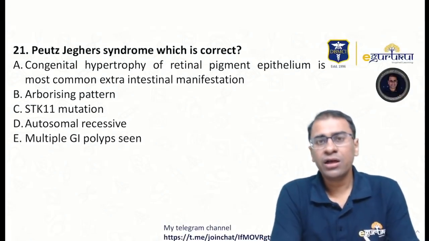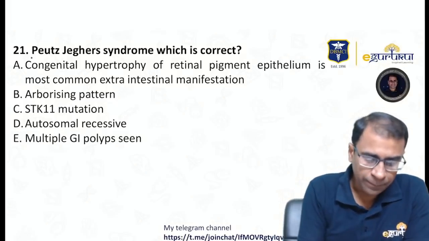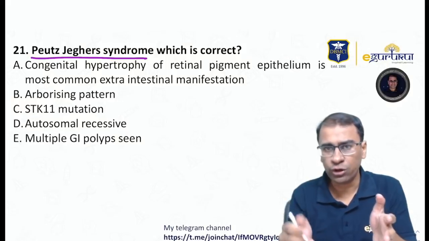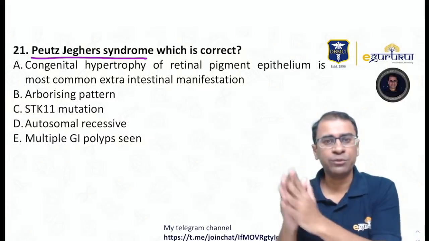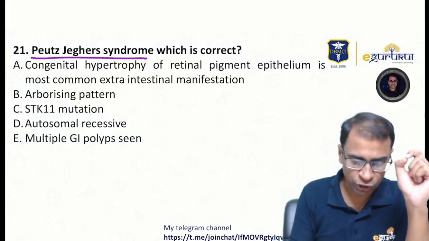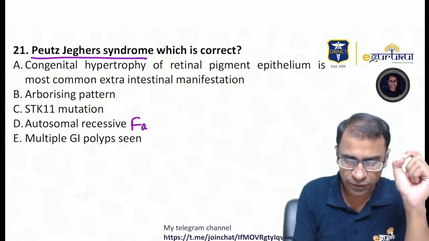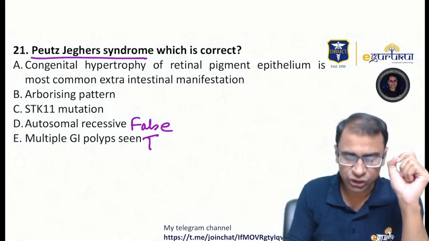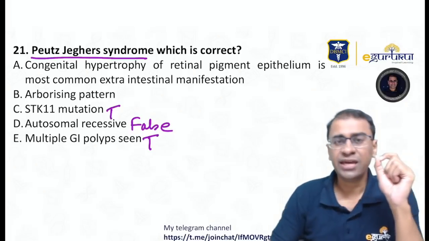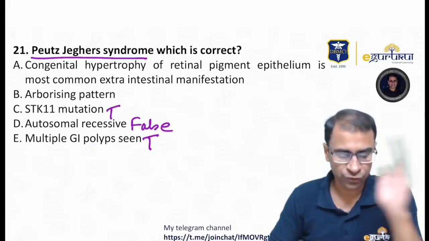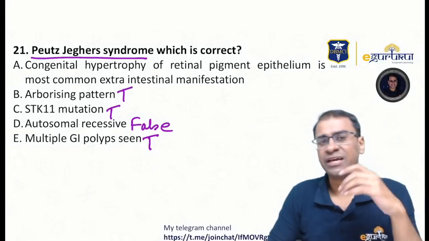21. The question is asking you about Peutz-Jeghers syndrome. I told you a table in which I told you the juvenile polyposis syndrome and the Peutz-Jeghers syndrome. What does Peutz-Jeghers syndrome show? It is an autosomal dominant disease in which you see multiple GI polyps. There is a STK11 mutation, unlike the SMAD4 seen in juvenile polyposis syndrome. It has an arborizing pattern, which is a histopathology finding.